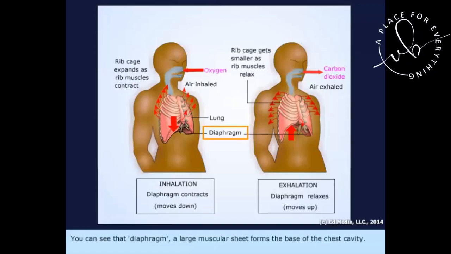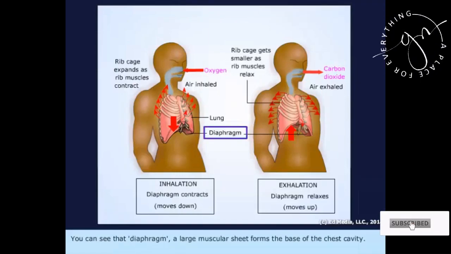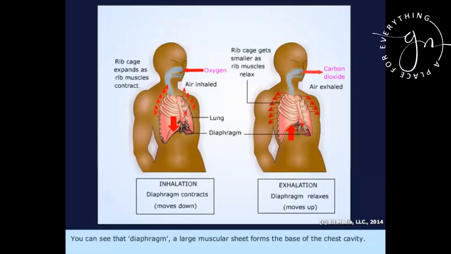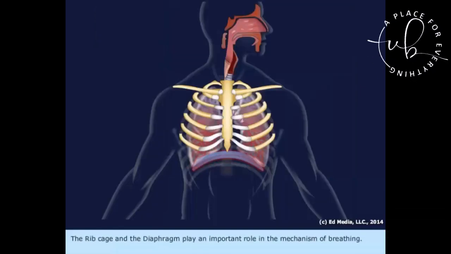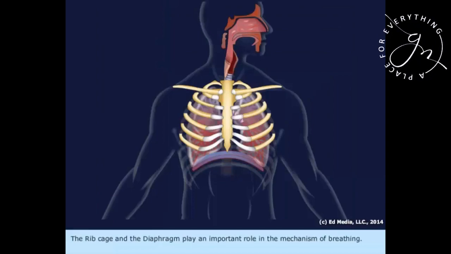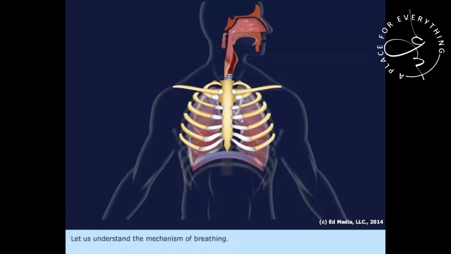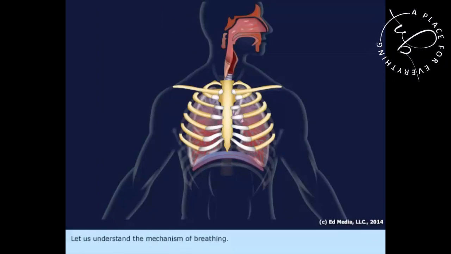You can see that the diaphragm, a large muscular sheet, forms the base of the chest cavity. The rib cage and the diaphragm play an important role in the mechanism of breathing. Let us understand the mechanism of breathing.